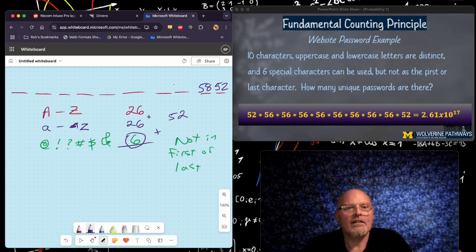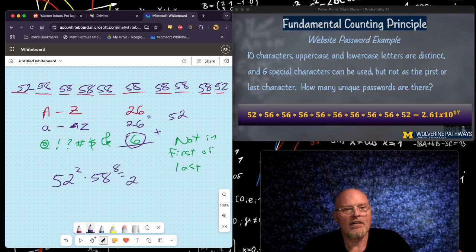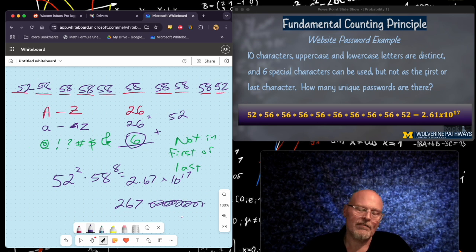and 52 here, a bunch of 58s, a bunch of 58s, and you can ignore this over here. I obviously wasn't thinking very clearly. 58, 58, 52, and if I multiply them all together, I can do whatever order I want. So that's going to end up being 52 squared times 58 to the 8th, which is 2.61 times 10 to the 17th, which means 267 with 17 zeros after it. Whole lot of different combinations, very difficult to get through.